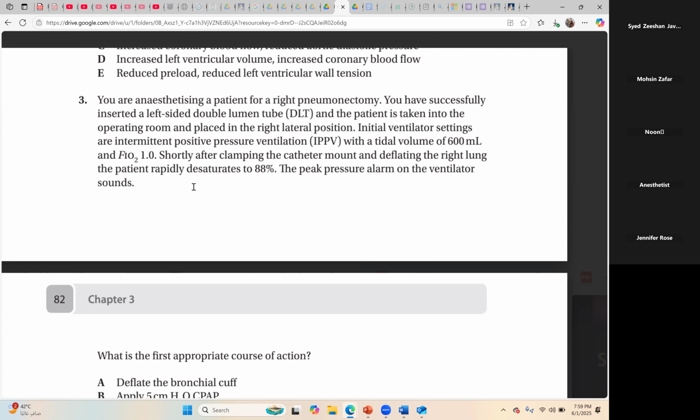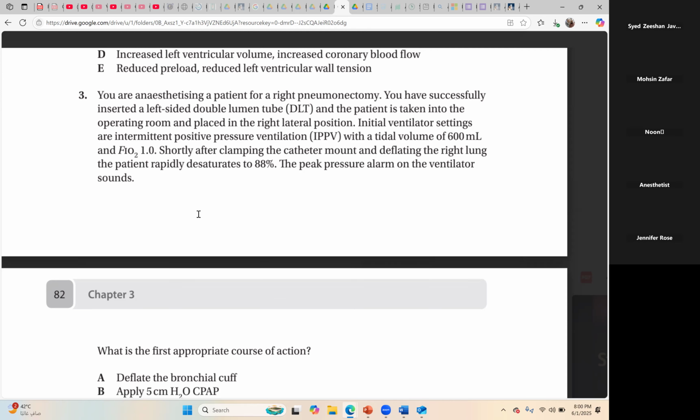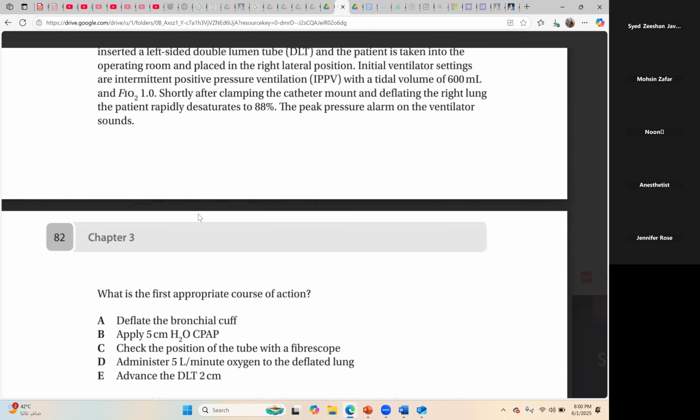Initial ventilator settings are intermittent positive pressure ventilation with a tidal volume of 600, FiO2 100%. Shortly after clamping the catheter mount and deflating the right lung, the patient rapidly desaturates. The peak pressure alarm on the ventilator sounds. So actually, this will be on the algorithm of what we do. Okay.